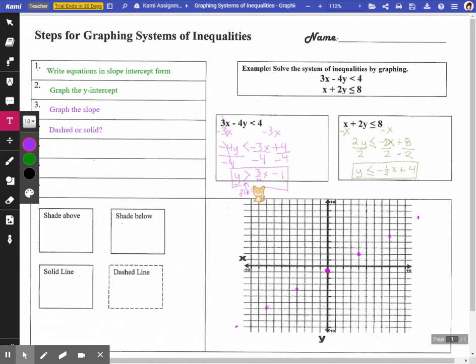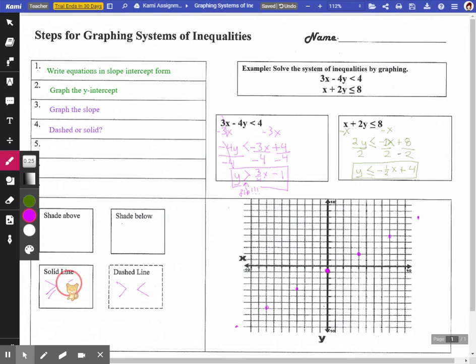It's not equal to that, so it's going to be a dashed line. A dashed line is when you have greater than or less than, but not equal to. A solid line is when you have the equals, when you have that little line underneath.